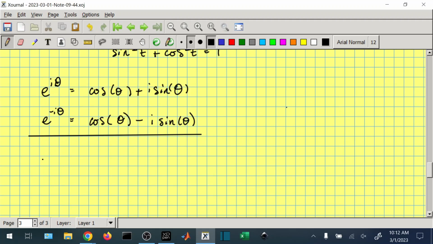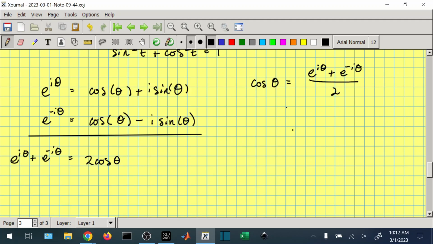If I add these together, I get e to the i theta plus e to the minus i theta equals 2 times cosine theta, because the i sine thetas add out to 0. So the actual mathematical, for a math major, definition of cosine is e to the i theta plus e to the minus i theta over 2.